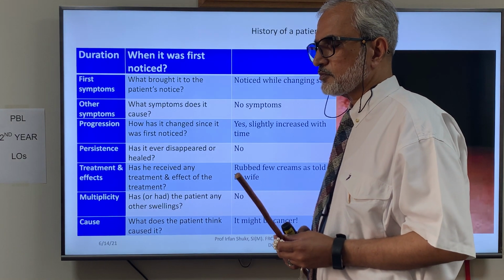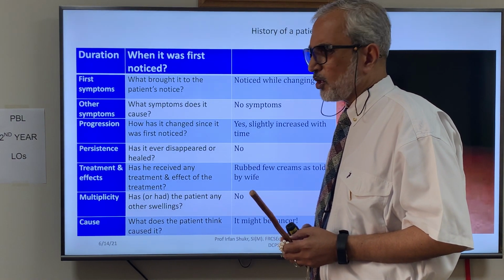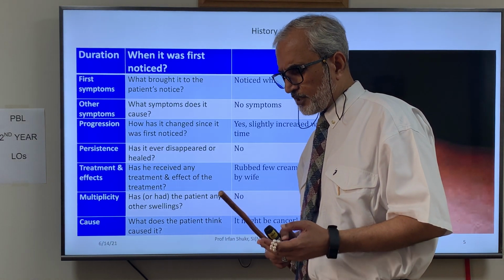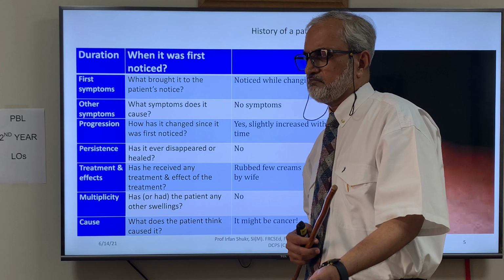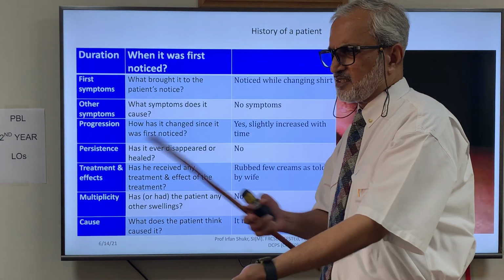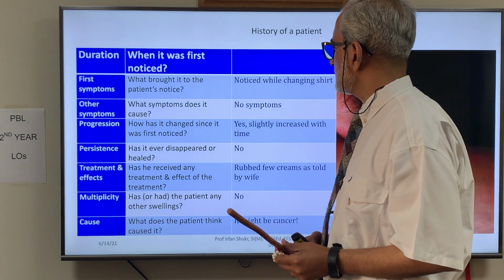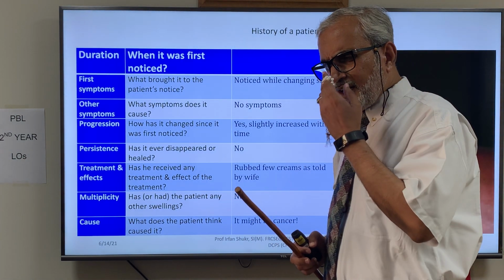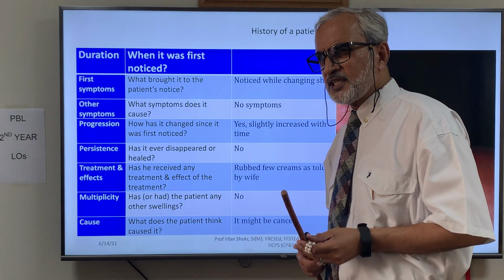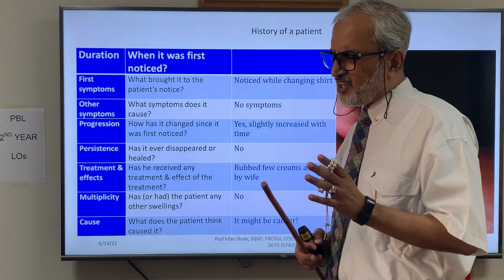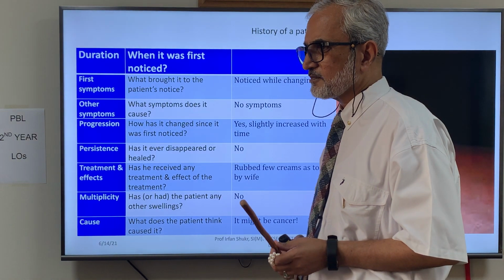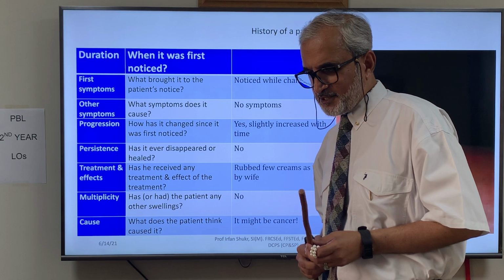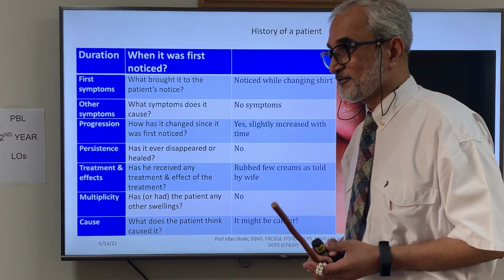Okay, so does this swelling cause any symptoms? No, it doesn't give me any problem, not at all. Even when I touch it, it doesn't cause me any symptom. Alright. So has the swelling changed since you first noticed it? Not in particular, I must say, the last few months it is the same or slightly more. Alright. And has it ever disappeared or healed? Oh, no ma'am, no. I wish it would have disappeared. I would have come to you.